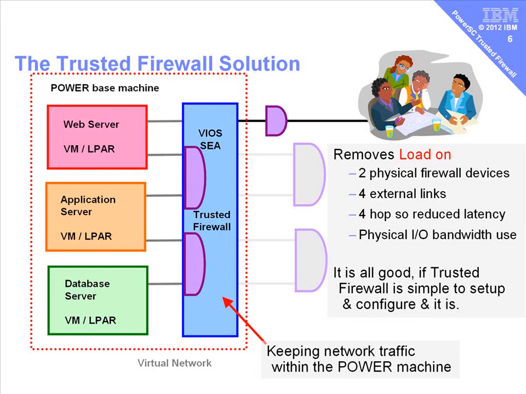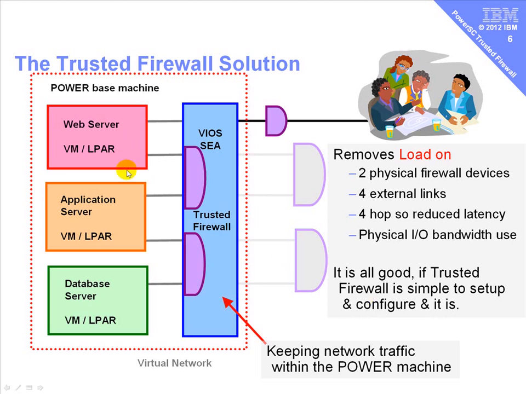We're keeping all this network traffic within the Power machine now, so we'll get quite a performance boost. We get a performance boost just because we don't have to run all those device drivers back out and back in again to the physical network. Before we go any further, I better highlight the fact that I haven't removed those physical firewall devices even from my diagram.